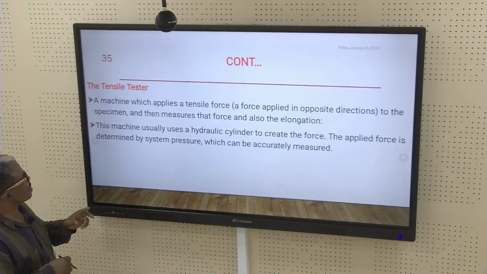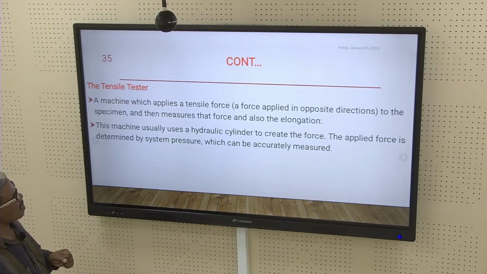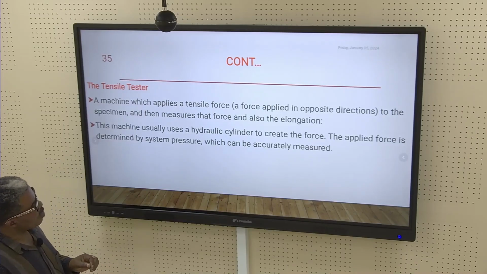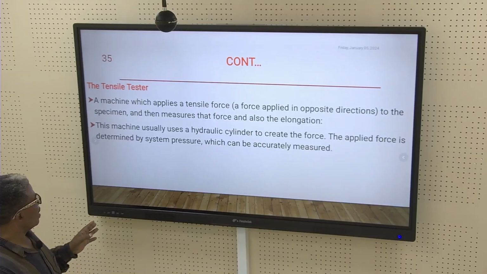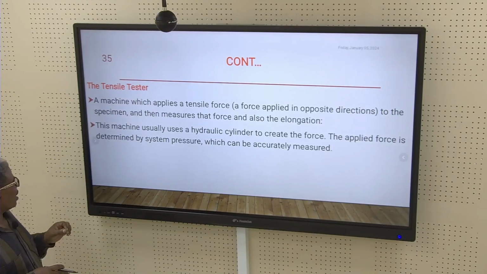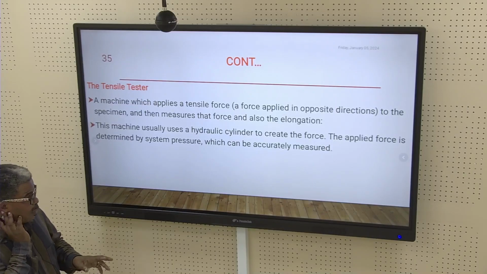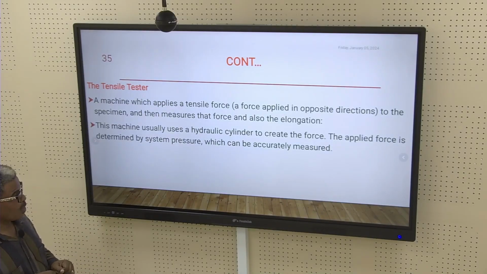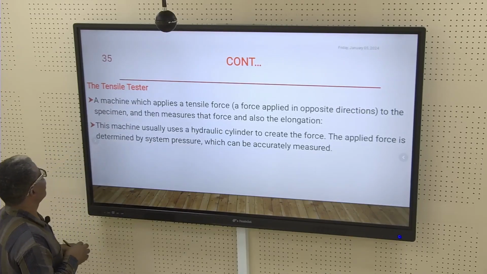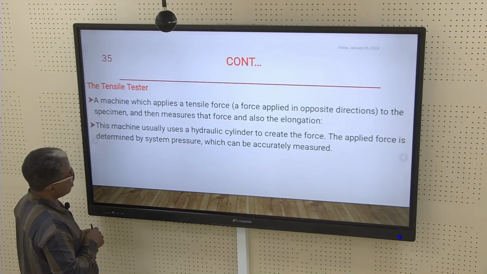The tensile tester: how these are tested in the laboratory. A machine applies a tensile force, a force applied in opposite directions to the specimen, and then measures the force and also the elongation. So we have to compare the elongation and the force applied to it. This machine usually uses a hydraulic cylinder to create the force. The force applied is determined by system pressure, which can be accurately measured. Referring to the tensile tester, how is it designed and how does it work?